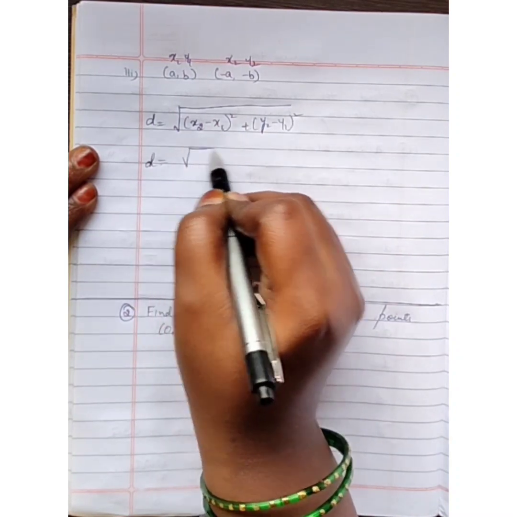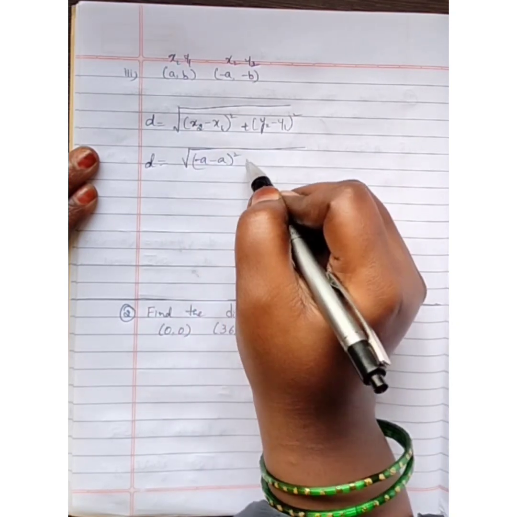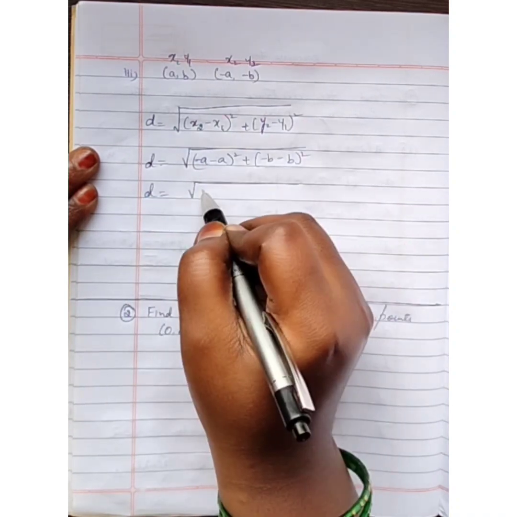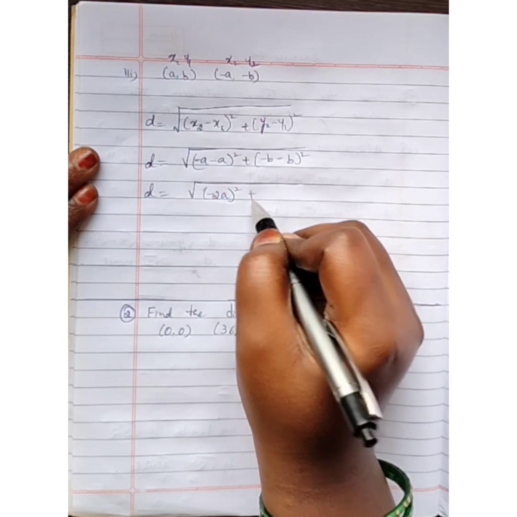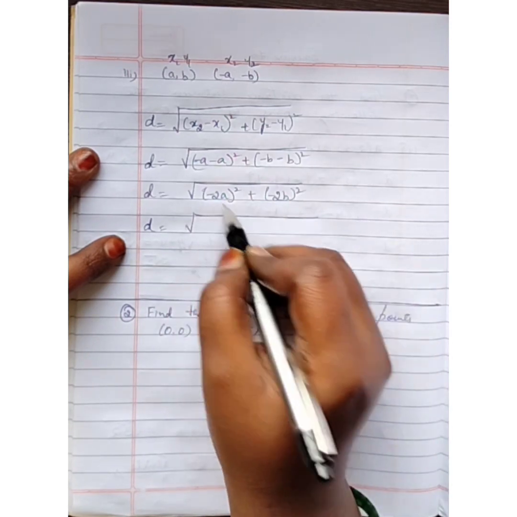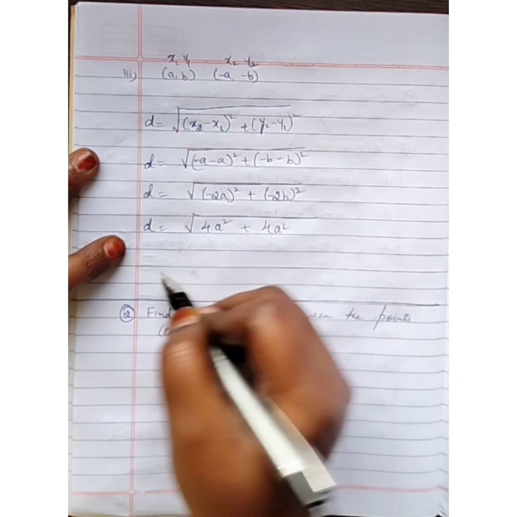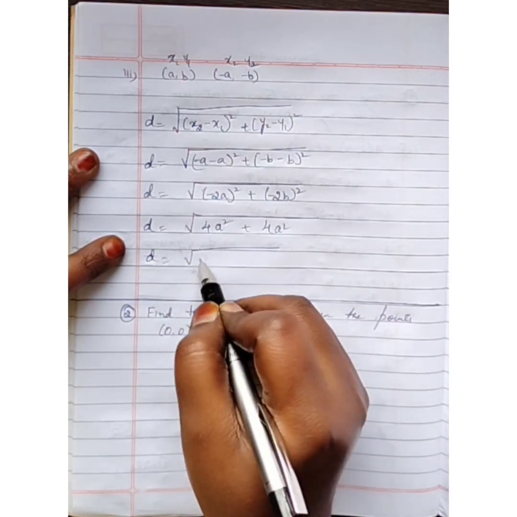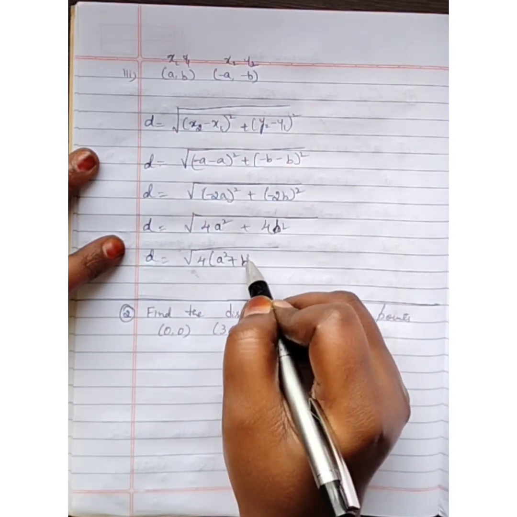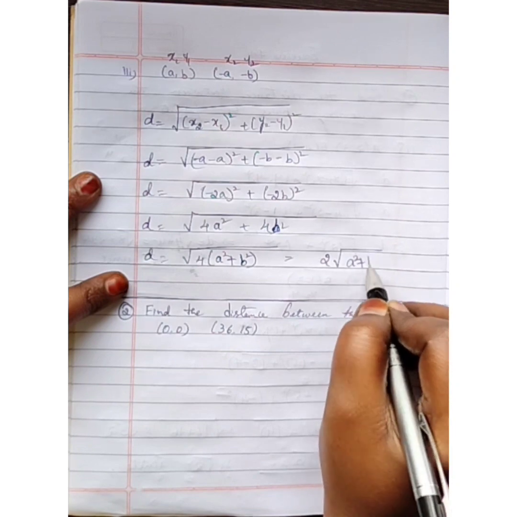d equal to root of, x2 value is how much? Minus a. x1 value a, whole square. y2 value minus b, y1 value b, whole square. d equal to, minus a minus a will get minus 2a, whole square. Minus b minus b is minus 2b, whole square. d equal to root of, 2 square value 4 a square as it is. 2 square value 4 b square as it is. Now in these two terms 4 is common. Remove 4 as common. Inside the remaining terms are a square plus b square. 4 is a perfect square, root of 4 is 2. Then we can write it as 2 root of a square plus b square units.